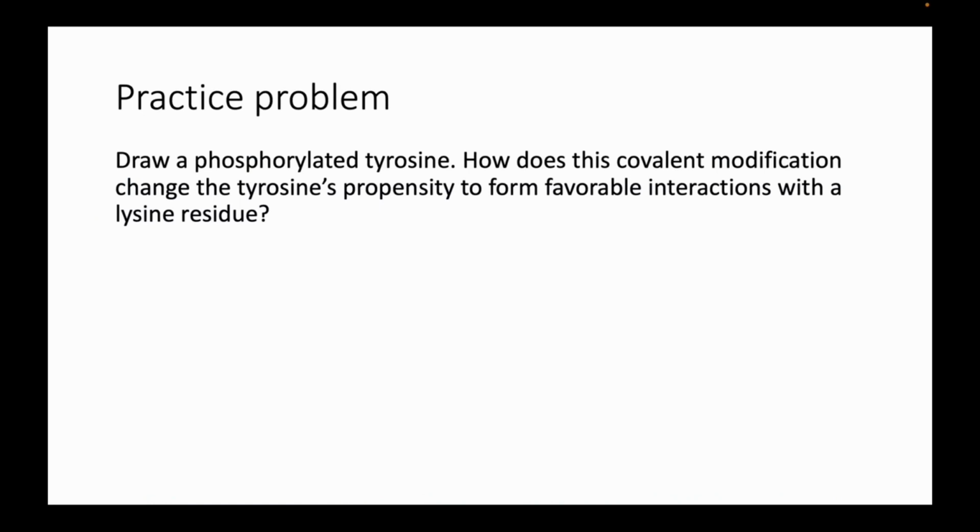All right, so practice problem. Draw a phosphorylated tyrosine. As I said, that's one PTM I want you to be able to draw. How does this covalent modification change the tyrosine's propensity to form favorable interactions with the lysine residue?